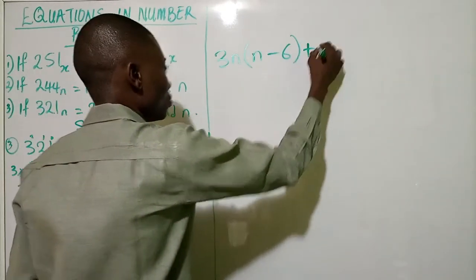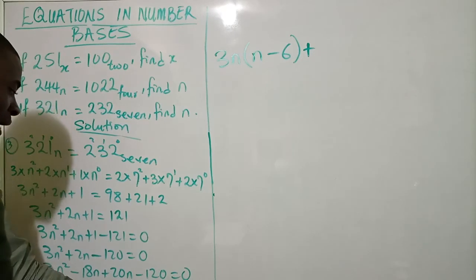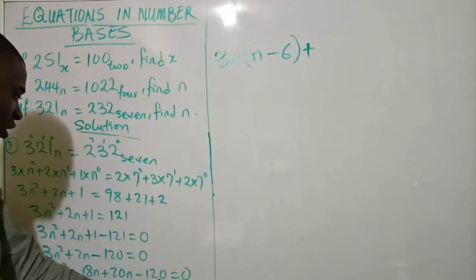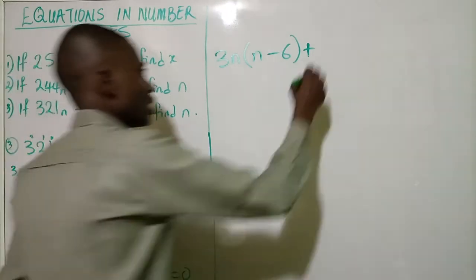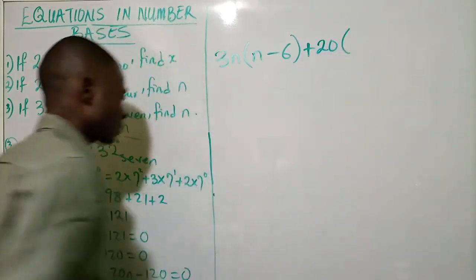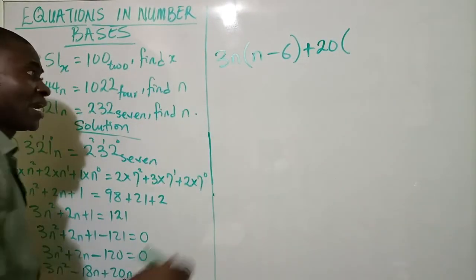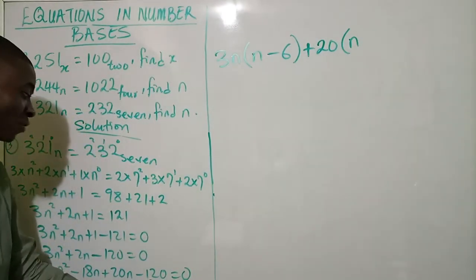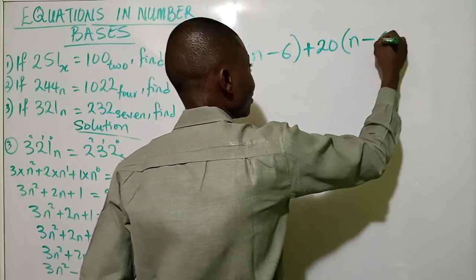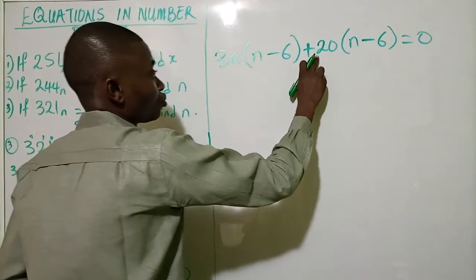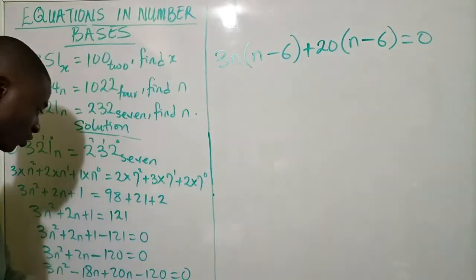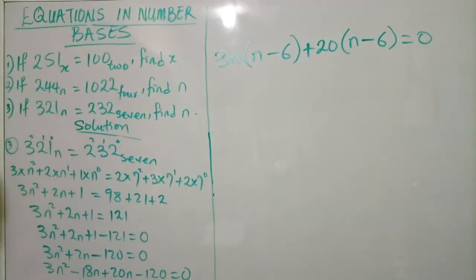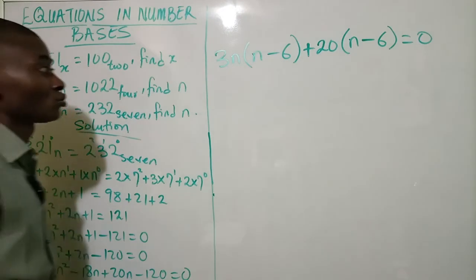So I'll now take these two together. These two are 20n and minus 120. What do they have in common? 20 is here, 20 should also be here. So I bring out the 20. What will I multiply by 20 so that I'll get 20n? That should be n. Now what will I multiply by 20 so that I will get minus 120? That should be minus 6. Plus times minus is minus. 20 times 6 will give me 120.